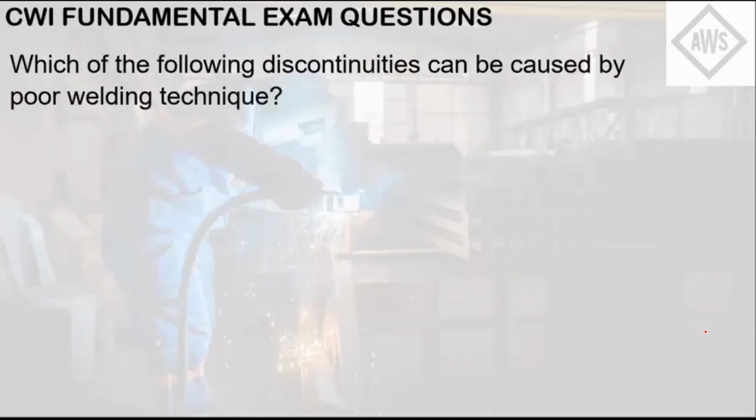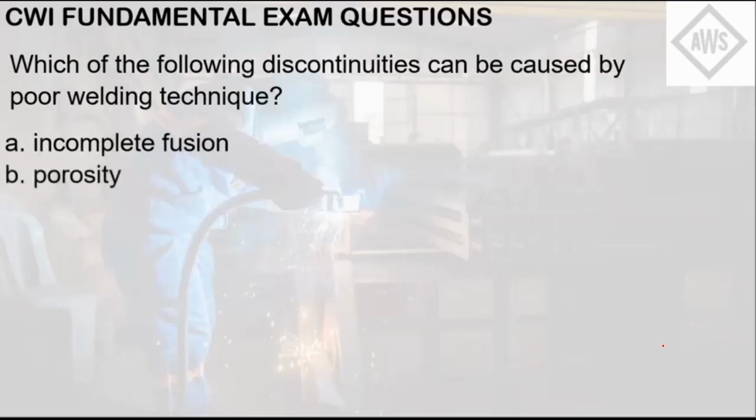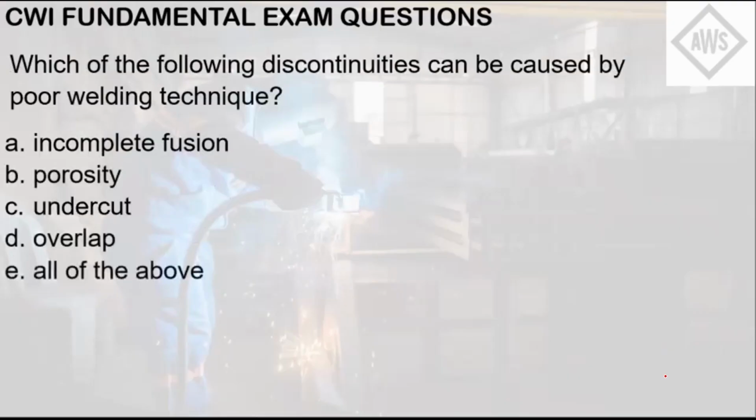Which of the following discontinuities can be caused by poor welding technique? Letter A, incomplete fusion. Letter B, porosity. Letter C, undercut. Letter D, overlap. Letter E, all of the above. So the answer here is letter E. All of the above discontinuities can be caused by poor welding technique. All of them can be caused by a welder that is not following the proper procedure or not doing the proper technique of welding.